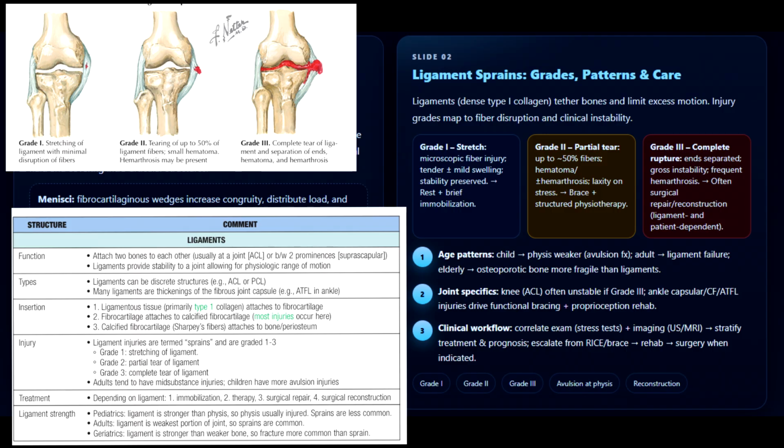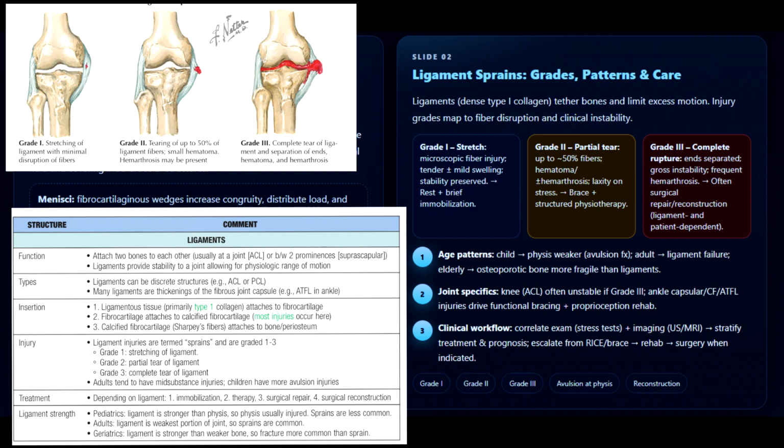Finally, on the right, grade 3 sprains represent a complete rupture of the ligament, with ends separated and significant bleeding into the surrounding tissues. The joint becomes grossly unstable, as in a complete anterior cruciate ligament tear of the knee. Hemarthrosis is common, and surgical reconstruction may be necessary, especially for high-demand patients.